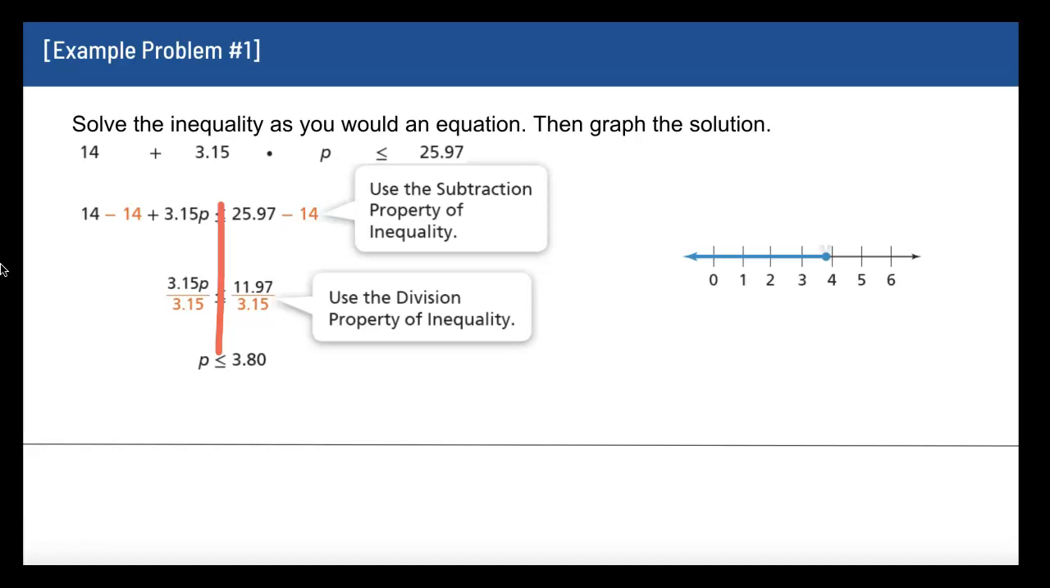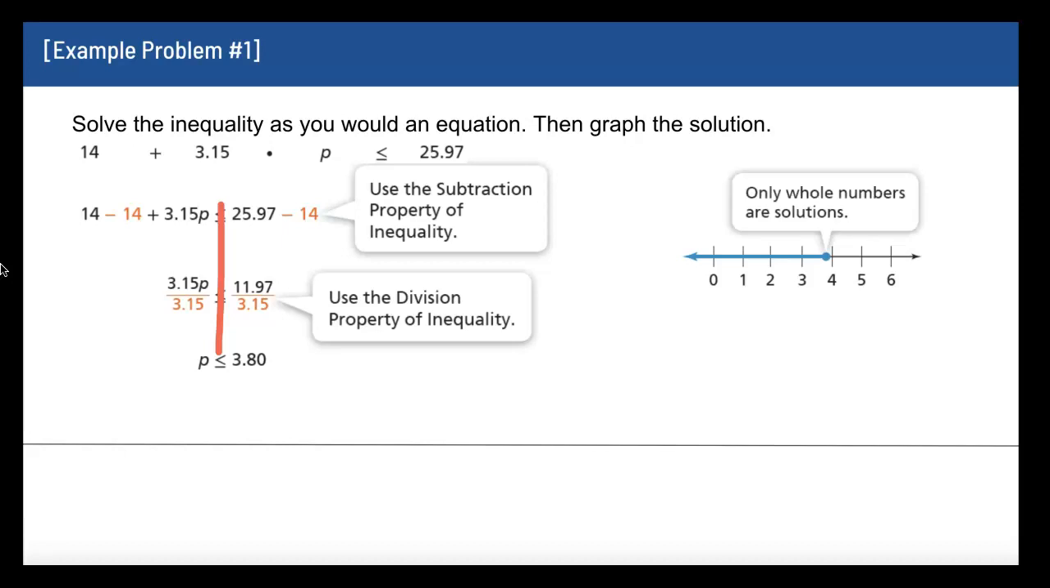We can graph this on a number line like so, where we have a closed dot since we have or equal to. That closed dot is at about 3.8, a little bit less than 4. And we are shaded to the left because we are less than. We could have this number line stop at 0 because he's not going to buy less than 0 pens.